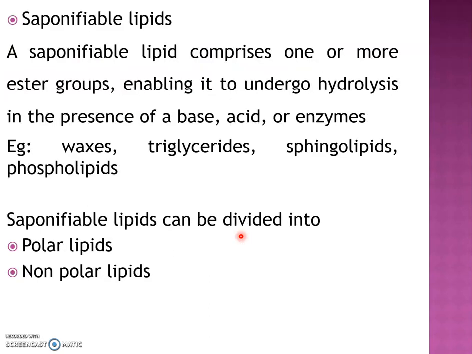Then the second type is saponifiable lipid. Saponifiable lipid means we can disintegrate or make smaller molecules from that lipid by hydrolysis. All the lipids on hydrolysis yield fatty acids and alcohol. This type of lipids are termed saponifiable lipids. For example, wax, oil, and fat are all saponifiable lipids.